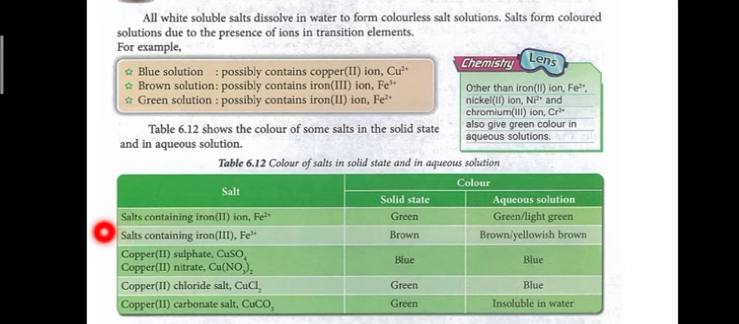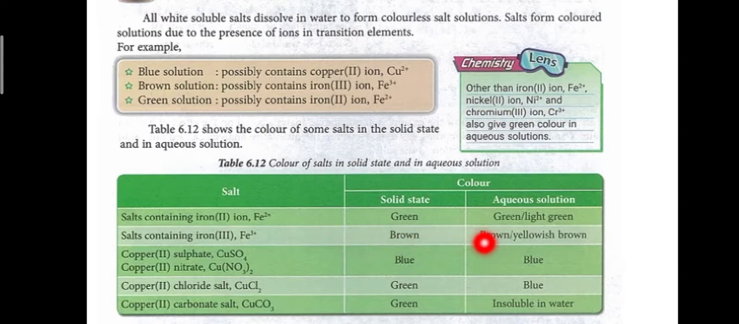The first one, salt containing iron 2 plus ion. In the solid state, the color is green. Aqueous solution, green or light green. Salt containing iron 3 plus, solid state brown. Aqueous solution, brown or yellowish brown. Number 3, copper 2 sulfate or copper 2 nitrate. Solid state, the color is blue.